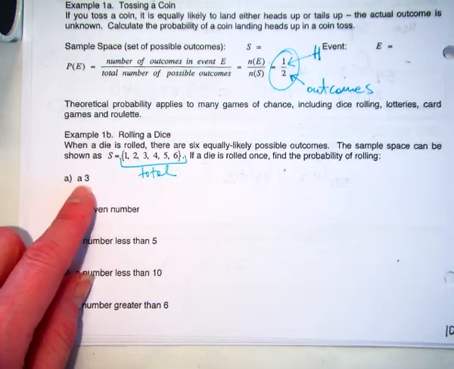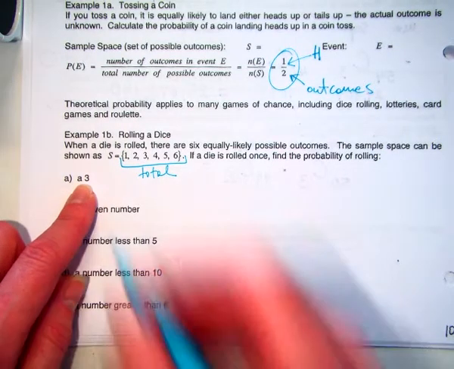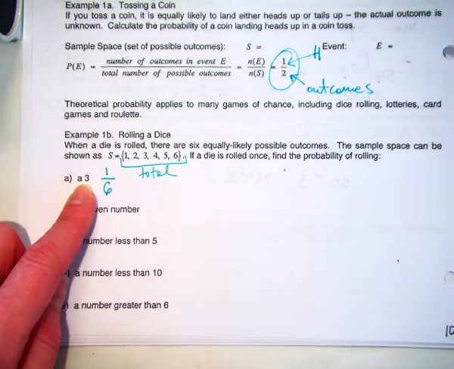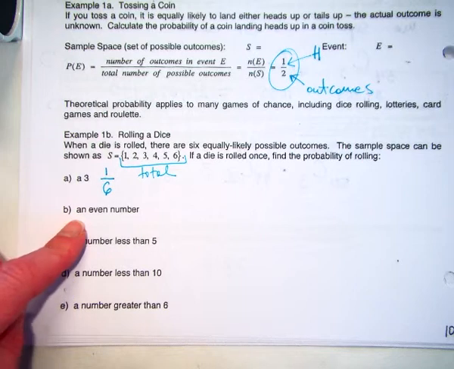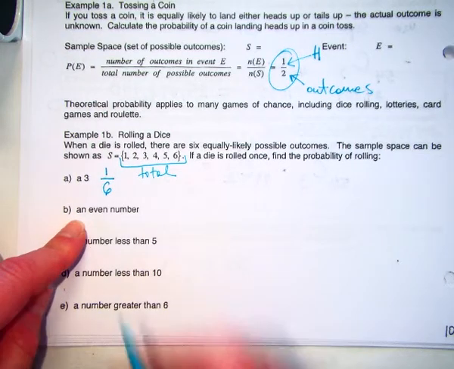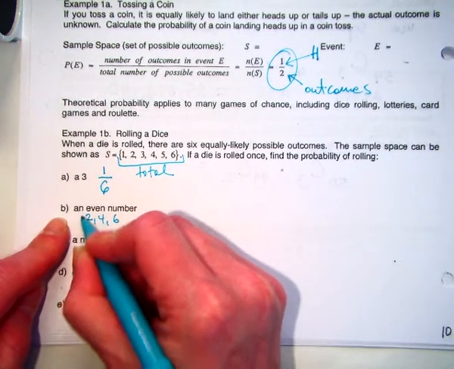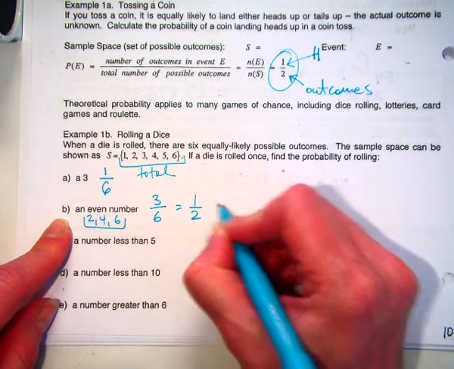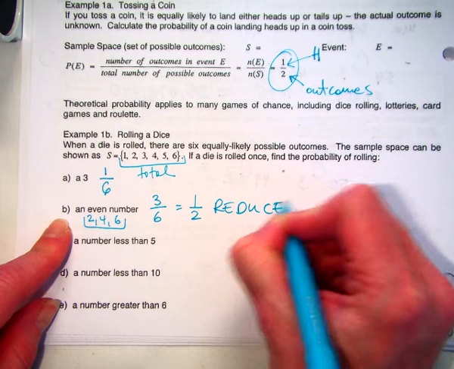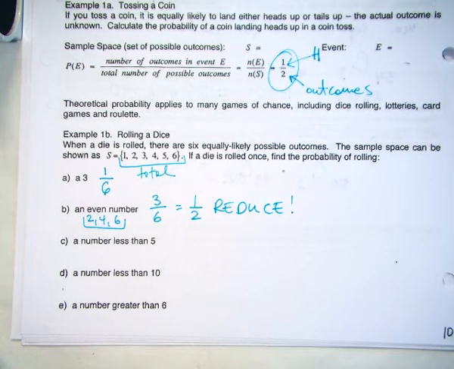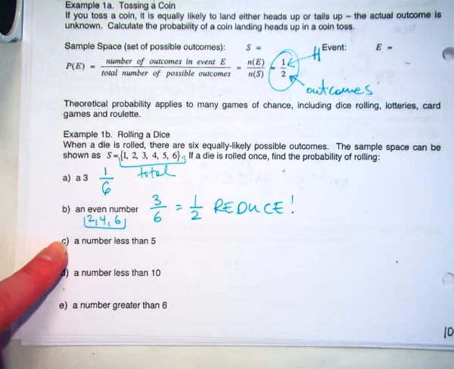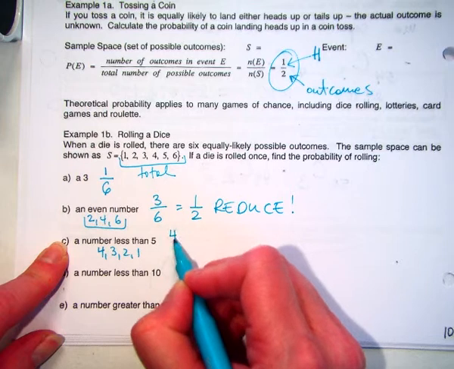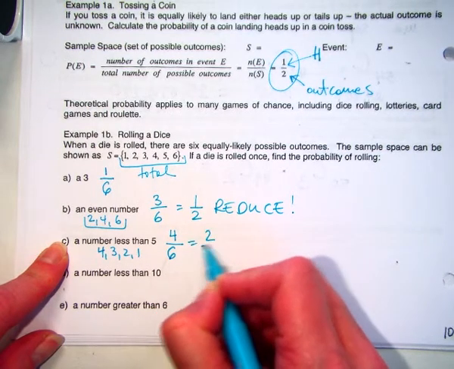6. So what's the probability of rolling a 3? How many 3s do we have? There's only 1, so it's 1 out of 6. What about an even number? How many even numbers do we have? There's 3 even numbers, so it's 3 out of 6, which you always need to reduce, which is 1/2. What about a number less than 5? The numbers less than 5 are 4, 3, 2, 1. So there's 4 of them out of 6. When you reduce, it's 2 over 3.